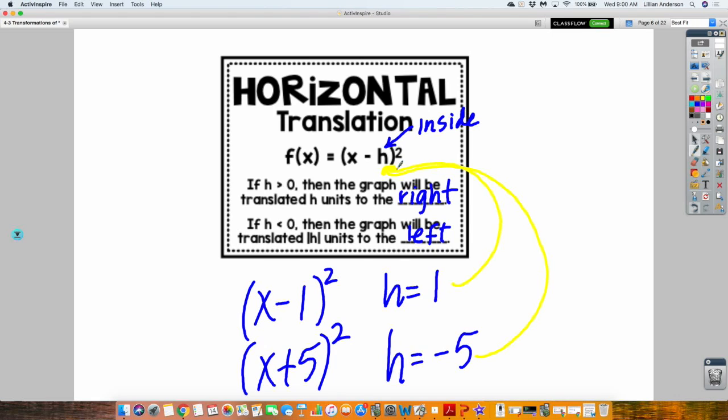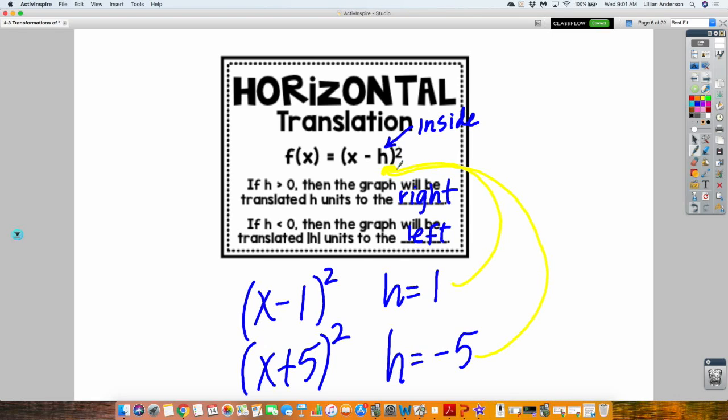It is, yeah. In the equation, if it's plus H, it goes to the left, and if it's minus H, it goes to the right. Yes, that is true. If you look on the inside, if it's a minus, it actually moves to the right. If it's a plus, it moves to the left. This one is the tricky one. Remember how we were talking about the vertex? Same type of concept.